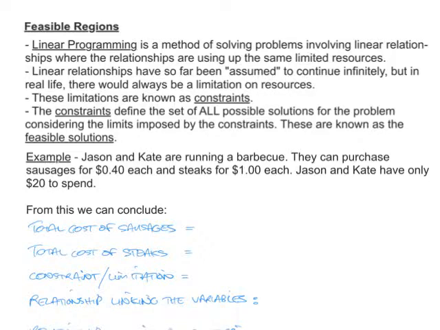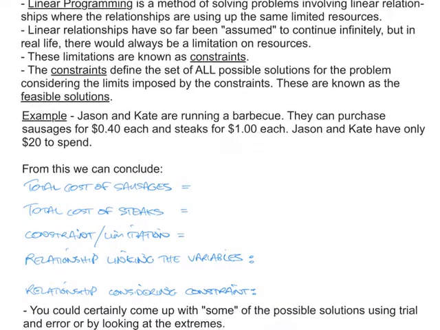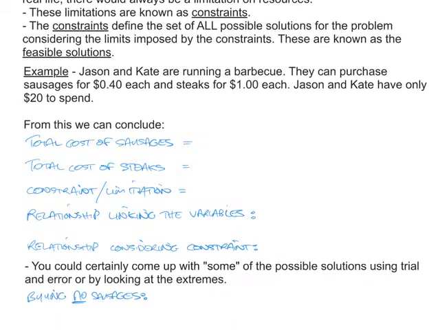So linear relationships have so far been assumed to continue infinitely because we haven't worried about any limitations. But obviously in real life there's always going to be limitations on resources. The limitations are also known as constraints, and we'll call them constraints for the purposes of this topic. These constraints define the set of all possible solutions for the problem when we're considering the limits that are imposed by those constraints. So they're known as the feasible solutions.